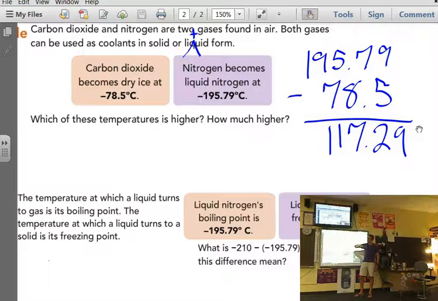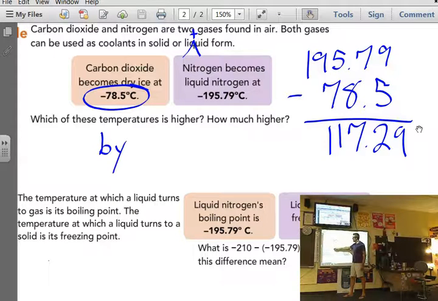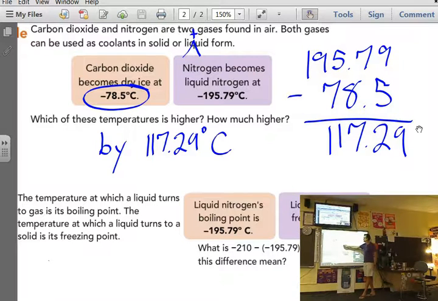So nitrogen? Negative 78.5. Yeah, this one's higher, and it's higher by 117.29 degrees Celsius. So it would be the carbon dioxide, because it becomes a solid way before nitrogen becomes a liquid. So, yeah, it is a positive? It is a positive because it's distance. It's talking about how far apart they are. But that doesn't make sense. So yes, Jeremiah was right. What do you mean that doesn't make sense? Because negative says that 17.29 is still a negative number.